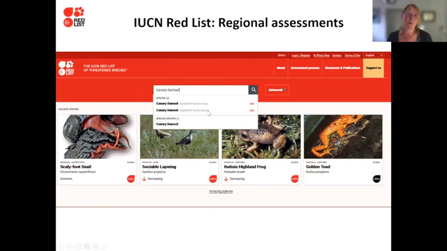So that might help you if you're doing a national red list in Europe. It might just give you an idea of what's the regional status, are there any links to other national red lists, just there to help you. Okay, so I think that's all I've got to say today about national red lists and using the guidelines.